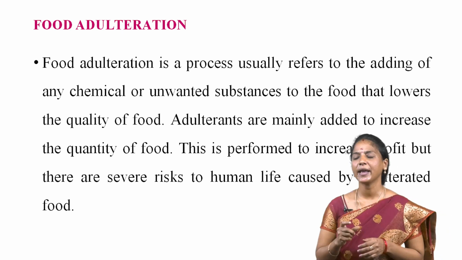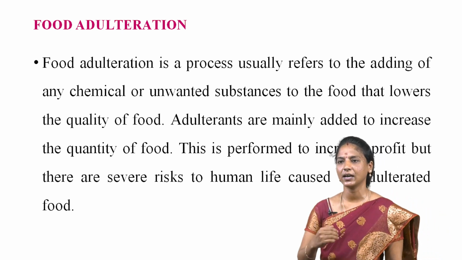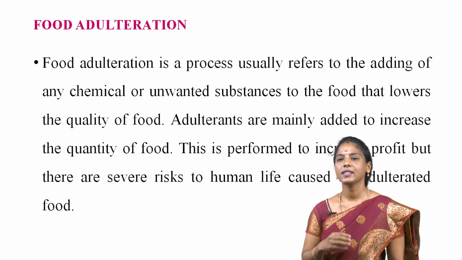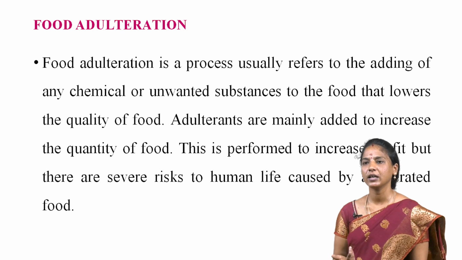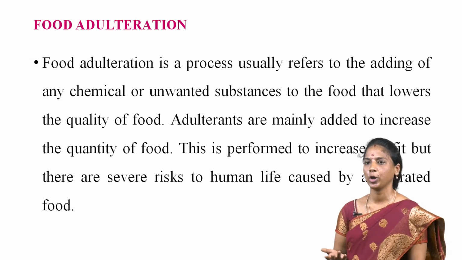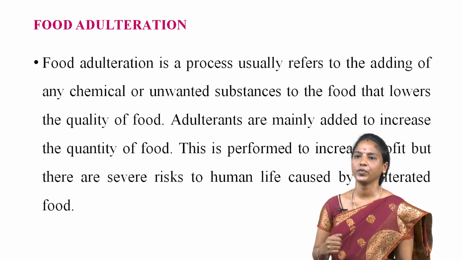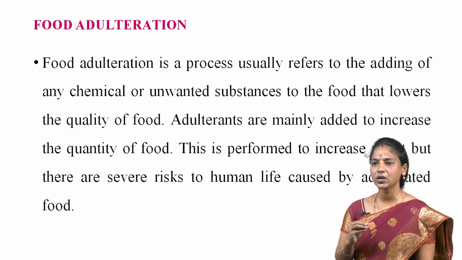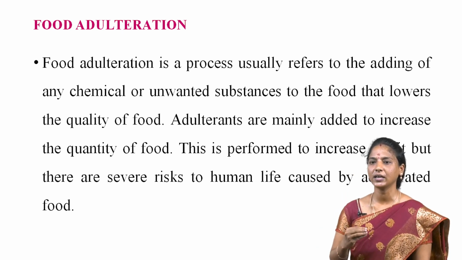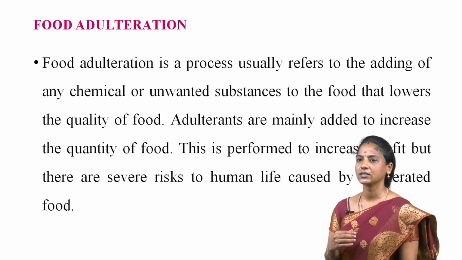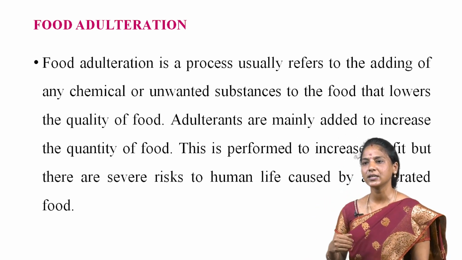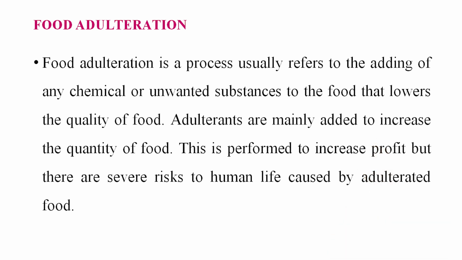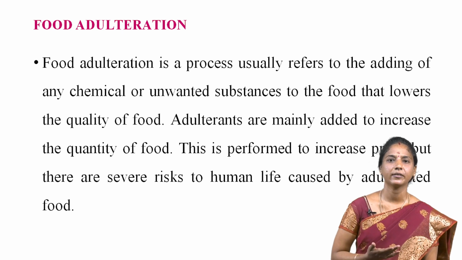Adulterants are mainly added to increase the quantity of food. This is performed to increase profit, but there are severe risks to human life caused by adulterated food. Some of the toxic substances are added to the food during the adulteration to improve the texture and color of the food. Some of the adulterants are extremely poisonous to the body, resulting in kidney disorders, heart failures and liver disorders, etc.